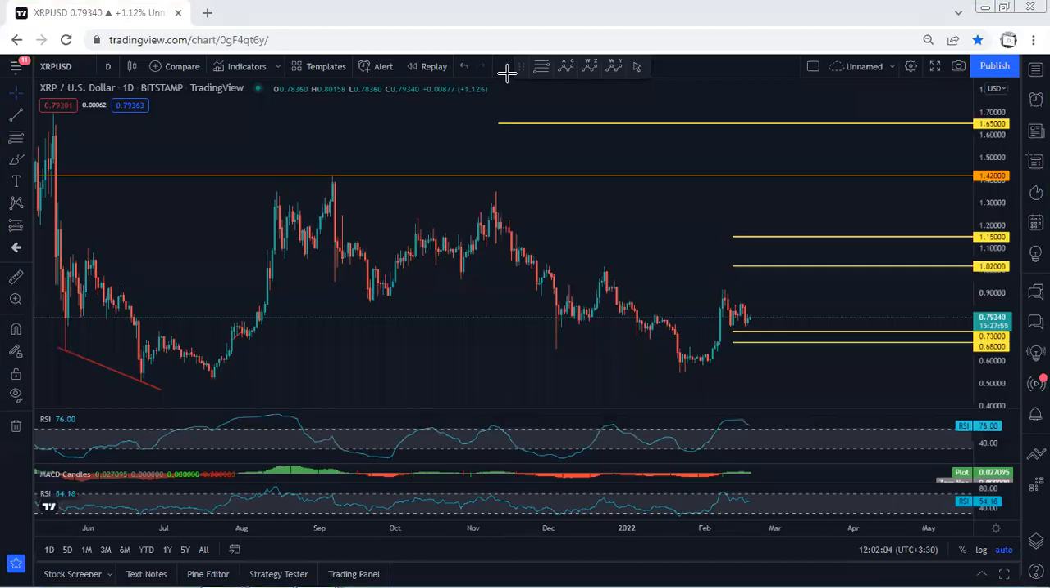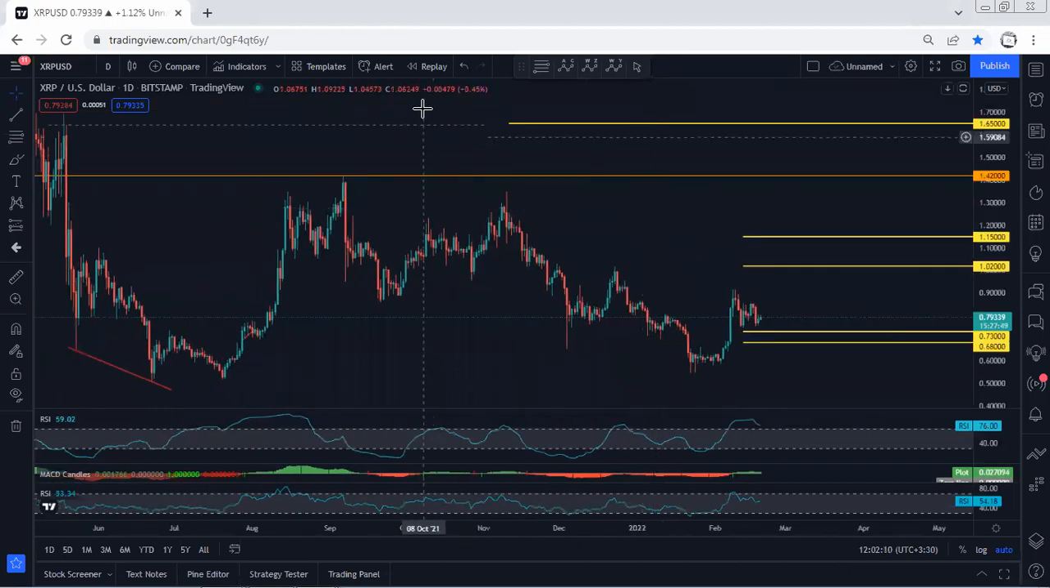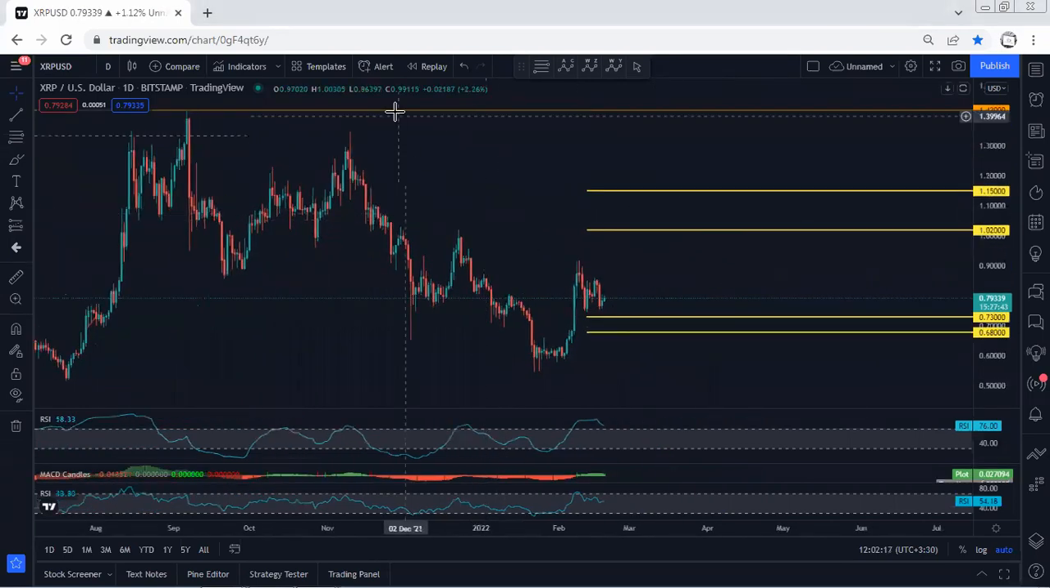XRP, we start with the daily chart. I just want to give a quick update. If you refer to our analysis, we have been looking for the reversal, since we have been looking for this correction. And this is what we get. Even if you refer to my last analysis, I mentioned I'm looking at this correction. That's why I mentioned if you get any opportunity for a buy, we'll take it.